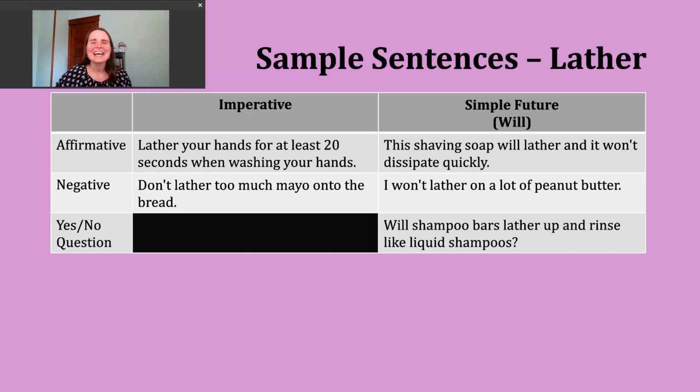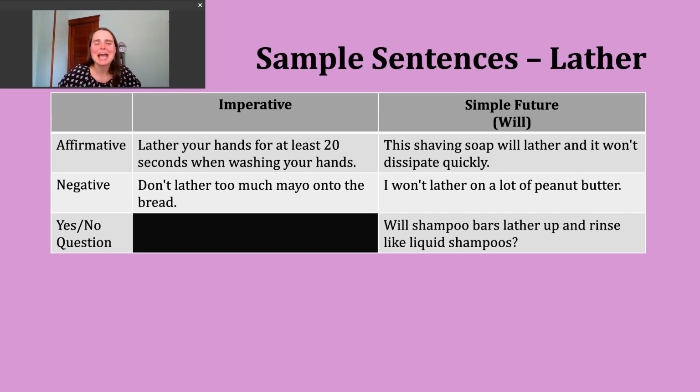Now, if you want to make a negative simple future sentence, what you're going to do is start with your subject, use will not, and then the base verb. You might also hear the contraction won't for will not. You can see that in my example here. I won't lather on a lot of peanut butter. Okay, back to that third meaning, right? Spreading a large quantity of something over another surface.